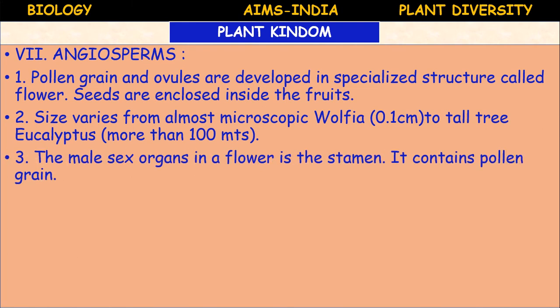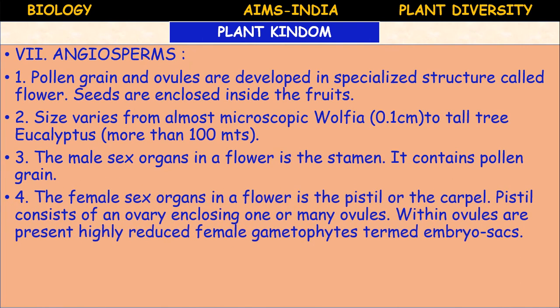The male sex organ in a flower is the stamen, and it contains pollen grains. The stamen contains the male reproductive organ, what is that? You studied in your lower classes: anther. That anther produces pollen or pollen grains, the male gametes. The female sex organ in a flower is the pistil or the carpels, which is divided into stigma, style, and ovary. Ovary is the female reproductive organ. The pistil consists of an ovary enclosing one or more ovules.